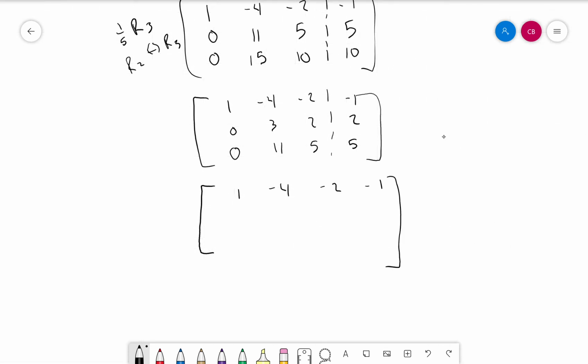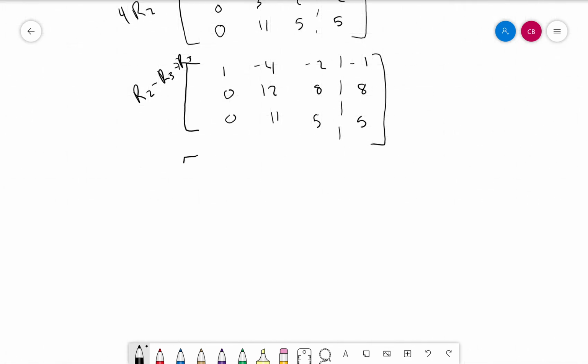So what I'm going to do, I notice that 3 goes into 12, and 12 is 1 bigger than this, so I'm going to multiply row 3, or I'm sorry, row 2 by 4. So row 2 times 4 is 0, 12, 8, and 8. And then 0, 11, 5, and 5. Then I'm going to do row 2 minus row 3, yield row 3.